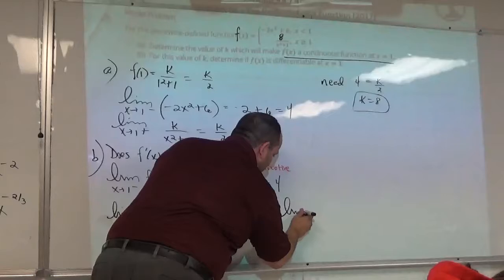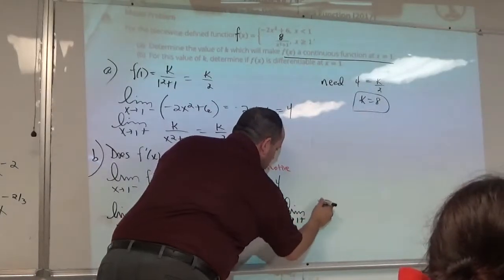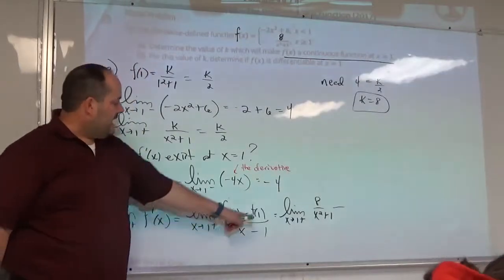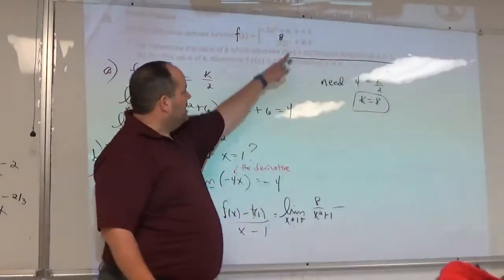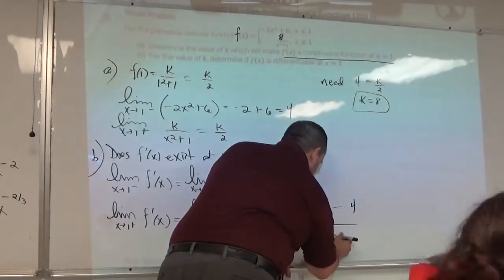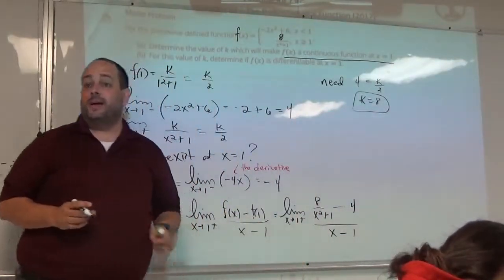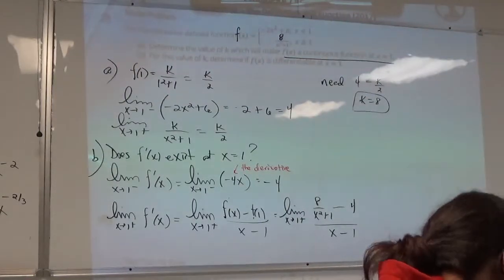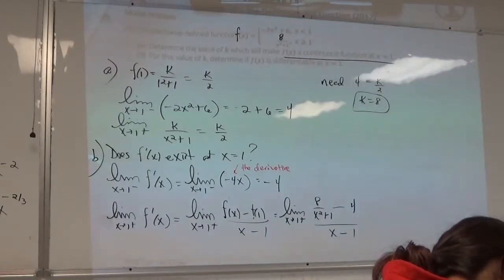Well, f of x is 8 over x squared plus 1. F of 1 is 8 divided by 1 squared plus 1. I think, what is that, 4? In the denominator, x minus 1. Take a minute on this. See what you can do with that limit.